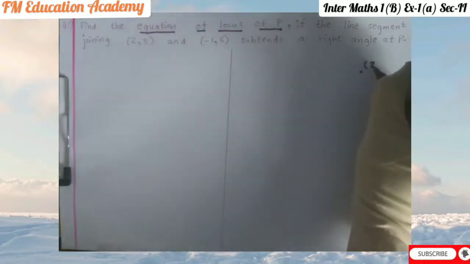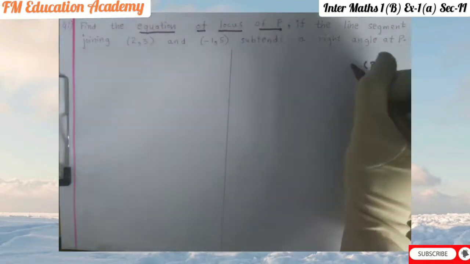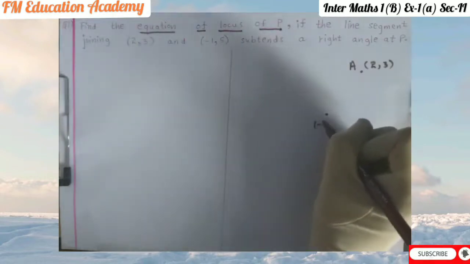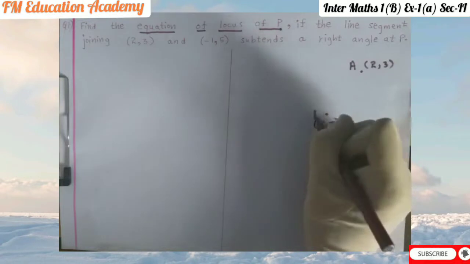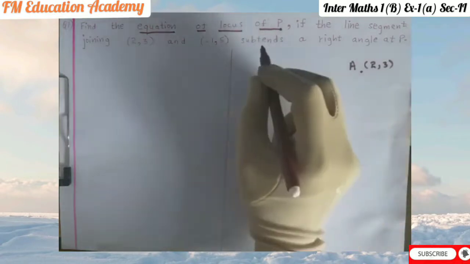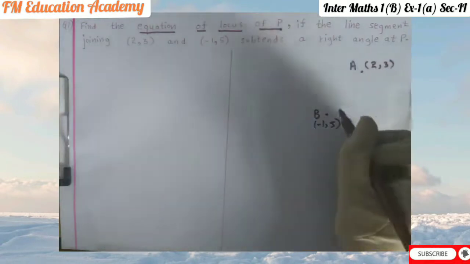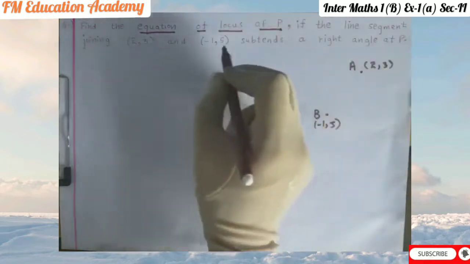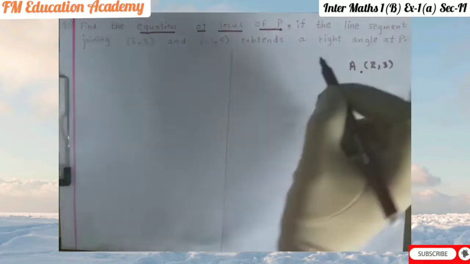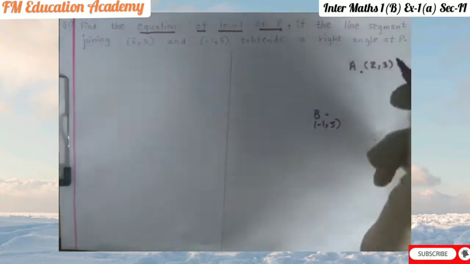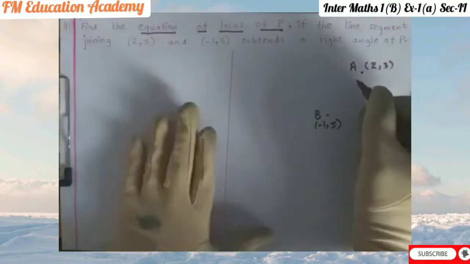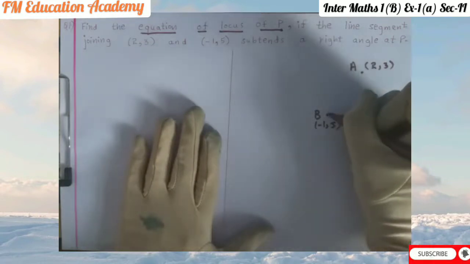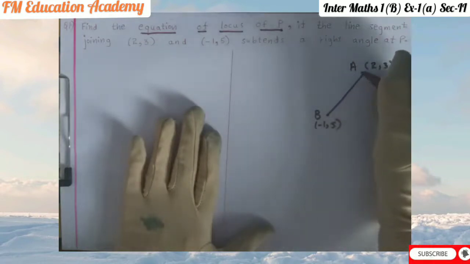One point is (2, 3). Let us suppose that point is A. And there is one more point, (-1, 5). Let us suppose that point is B. It is telling that there are the line segments. If the line segment joining (2, 3) and (-1, 5) subtends a right angle at P. That is, the line segments which are joining these 2 points, what do they do? They are subtending a right angle.